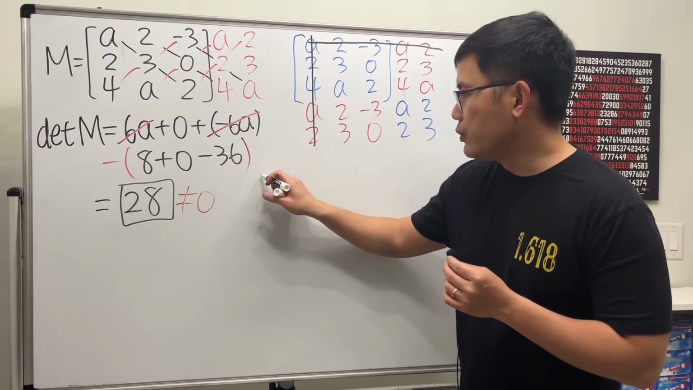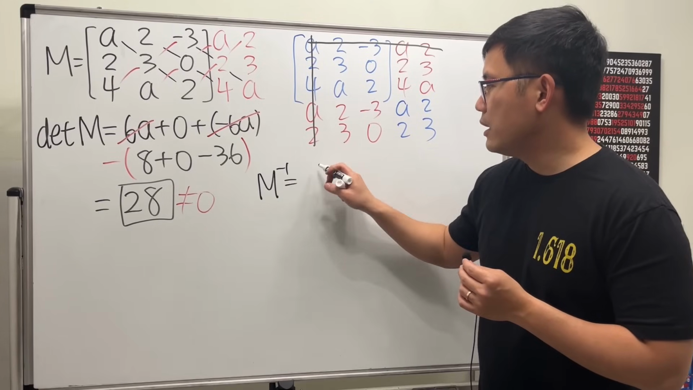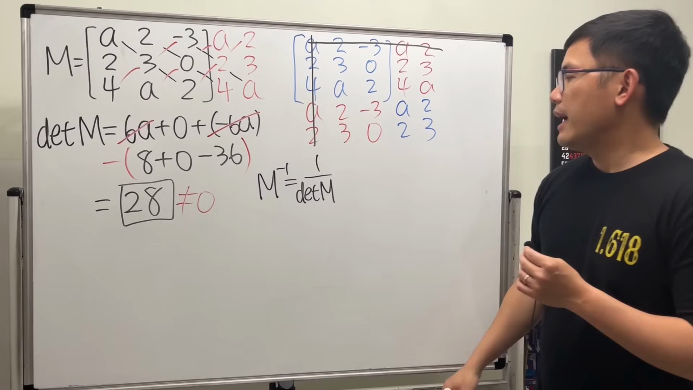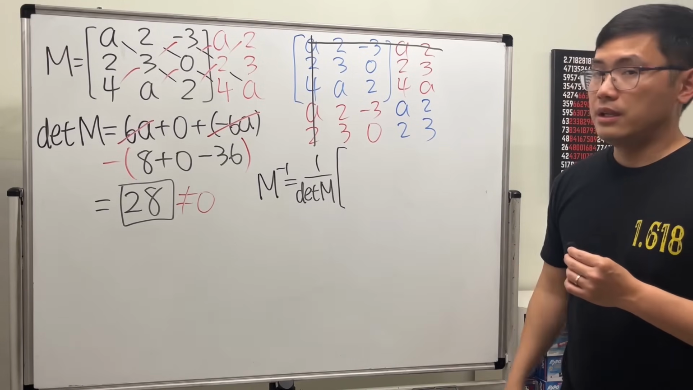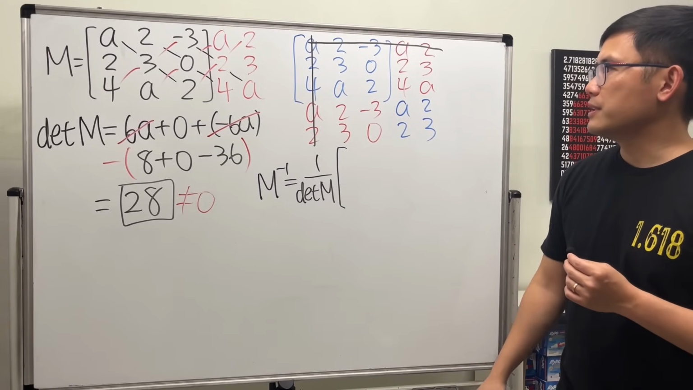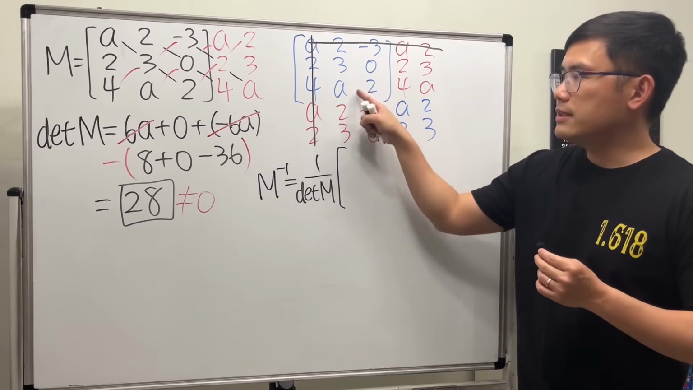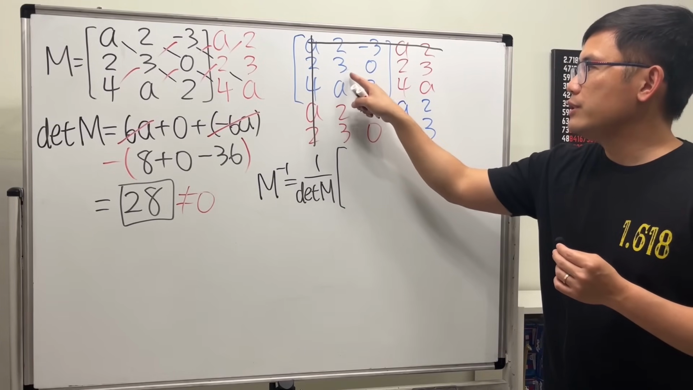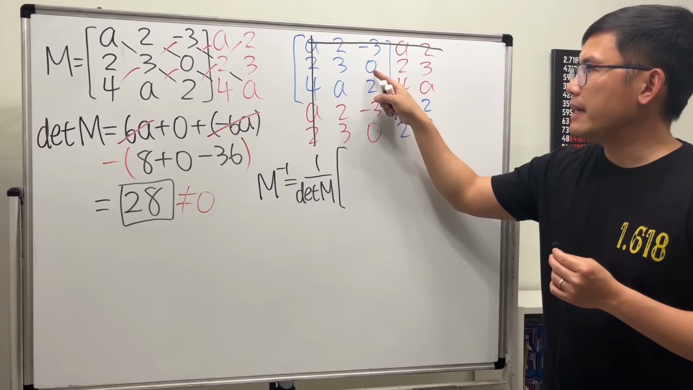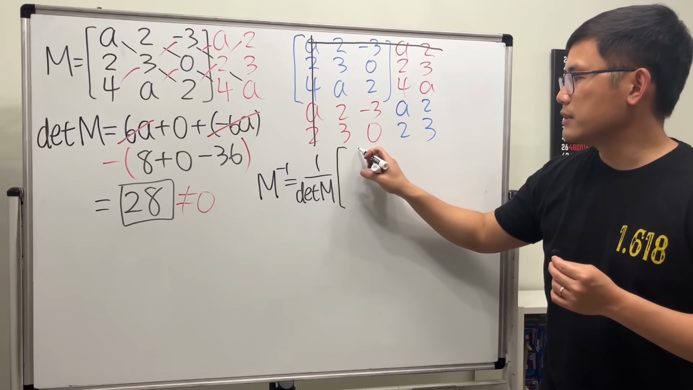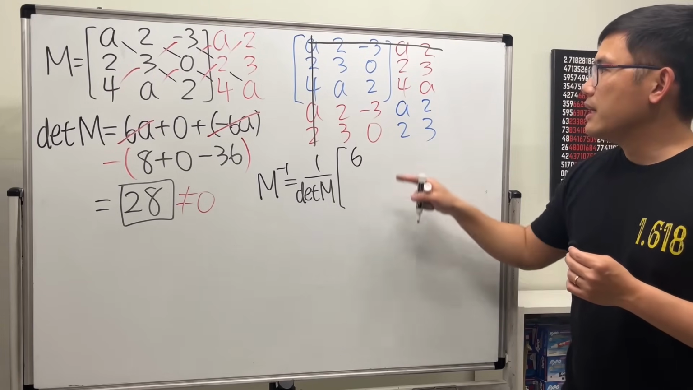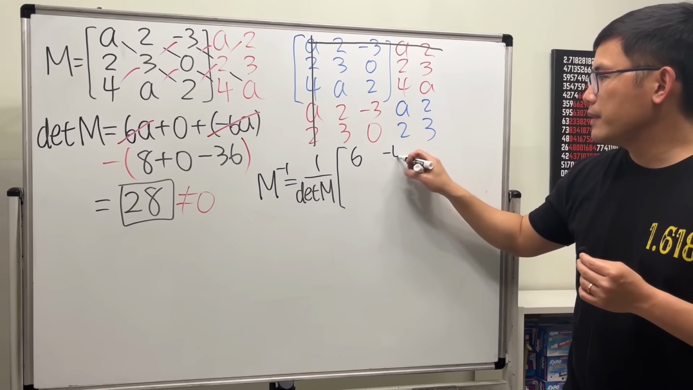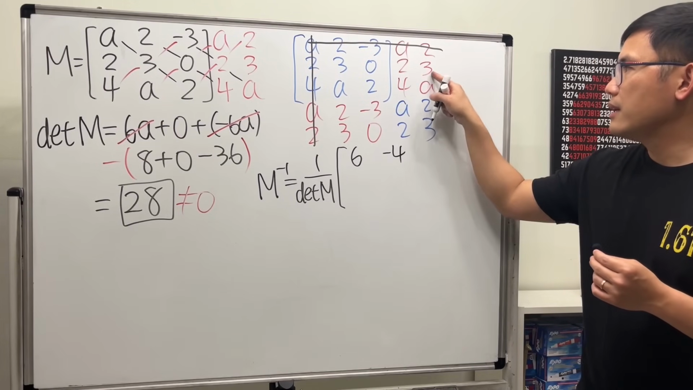That said, I can tell you M inverse will be 1 over the determinant of M, and then let's go ahead and write down the cofactor matrix for this. So look at this as a 2 by 2 matrix and then find the determinant. So we just have to do 3 times 2, which is 6, minus this times that, which is 0. So the first number is 6. Continue. This times that is 0, minus this times that is negative 4. Continue. 2a minus 12.